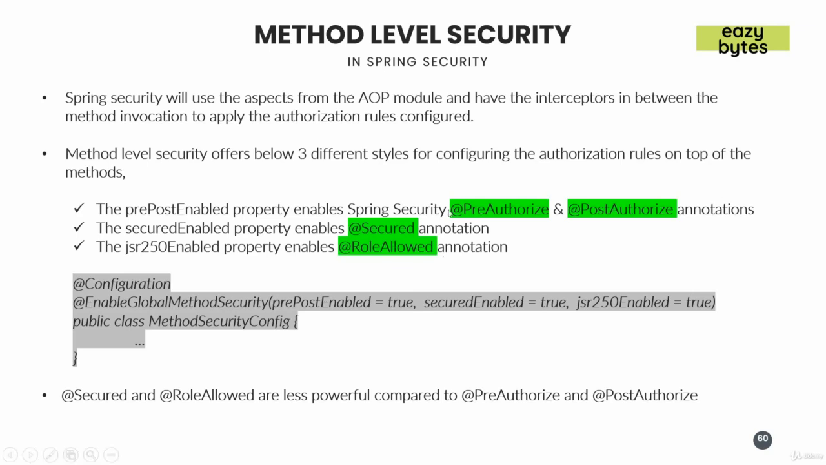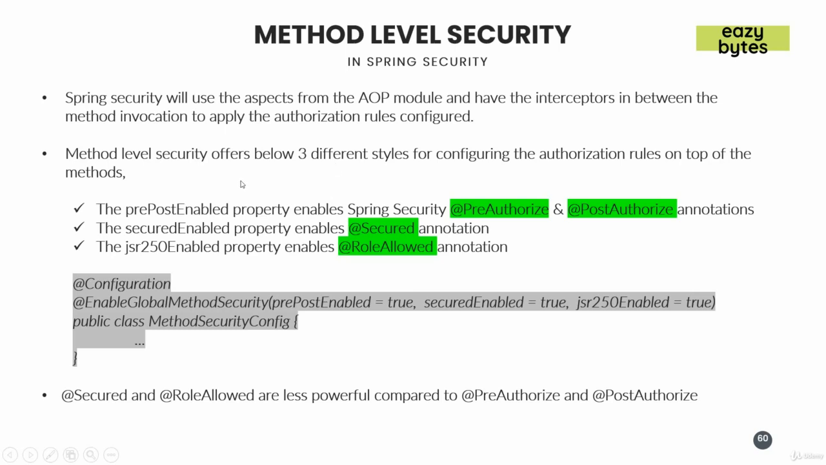The most famous way is by using the annotations @PreAuthorize and @PostAuthorize. At the same time, we also have other annotations from Java frameworks like @Secured and @RolesAllowed. But compared to @PreAuthorize and @PostAuthorize, @Secured and @RolesAllowed are less powerful because they have certain limitations. Due to that reason, a lot of applications use @PreAuthorize and @PostAuthorize inside their code. But at the same time, we can't directly use these annotations inside our application.